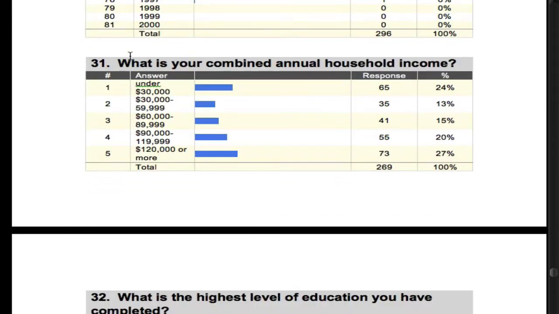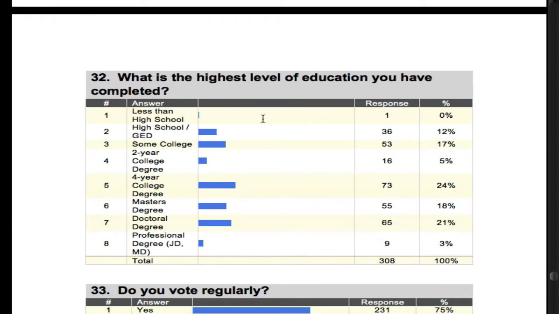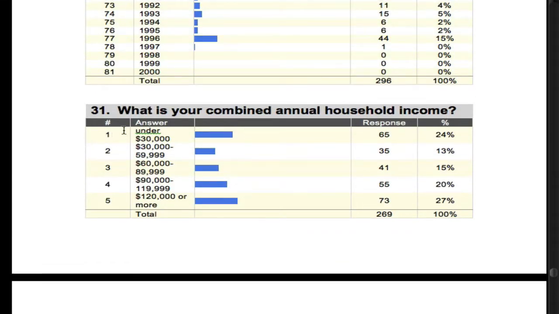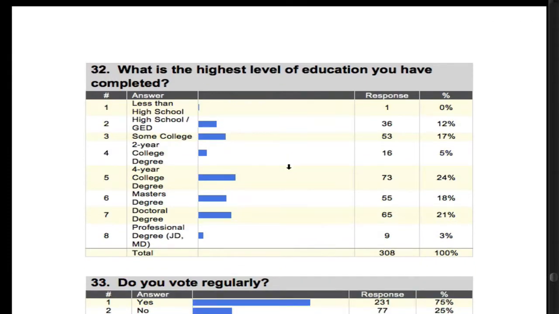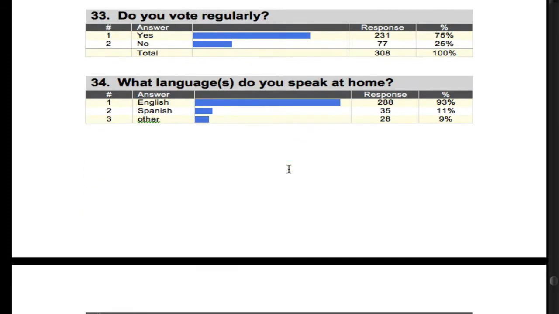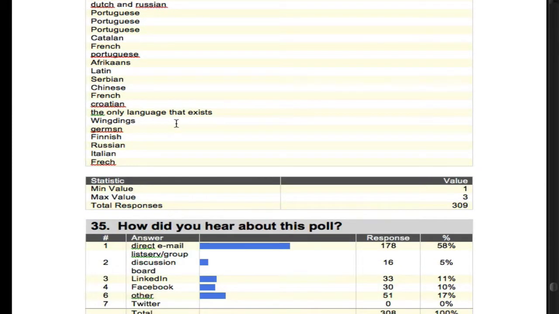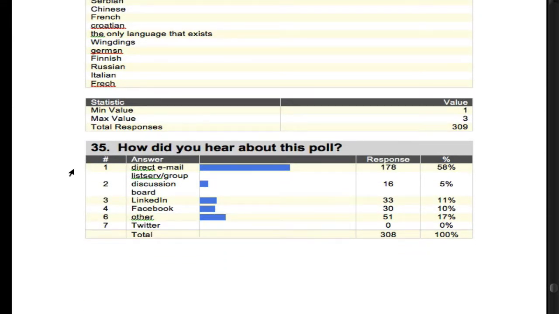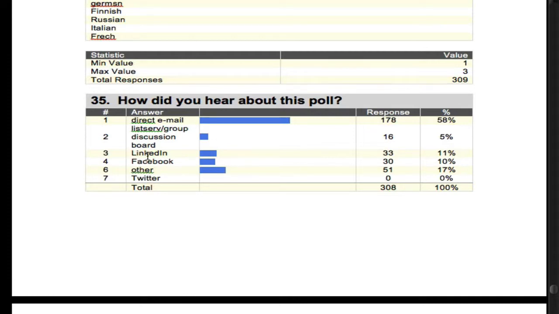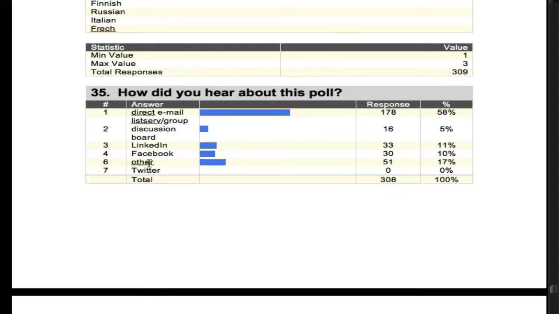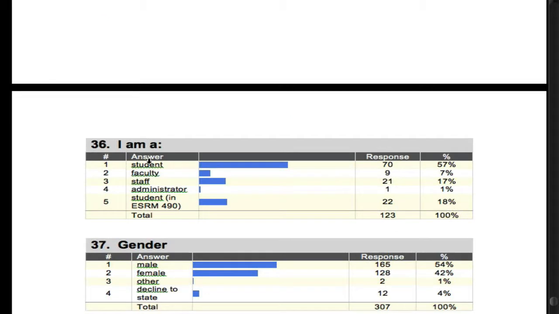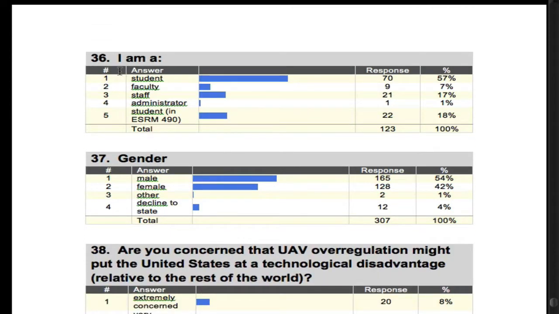Okay. Household income, highest level. And again, just to reiterate, what's going to be on the data sheet is 1, 2, 3, 4, or 5, not all this text. Highest level of education, do you vote regularly? What languages do you speak at home? English, Spanish. And then for other, there's various things listed. These are all the other things listed. And then how did you hear about this poll? Just so we, for sort of planning purposes for future stuff. And then here's how people heard about the poll. Oh, for some reason it showed up down here.